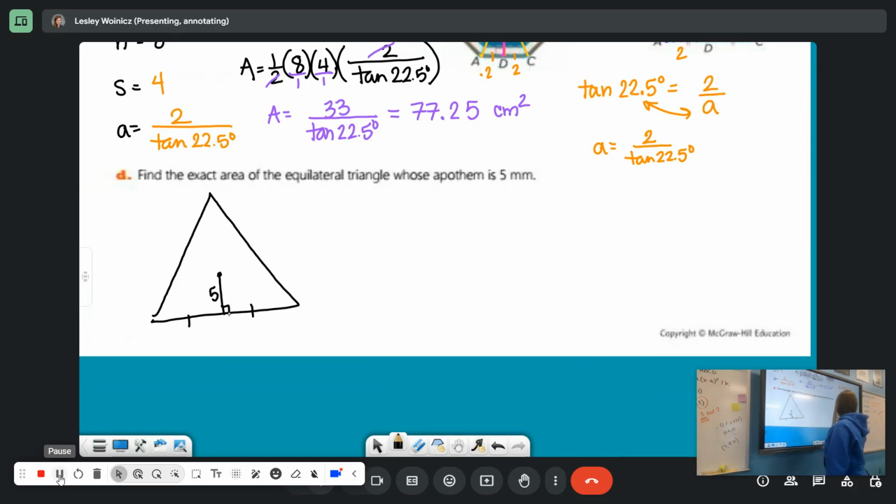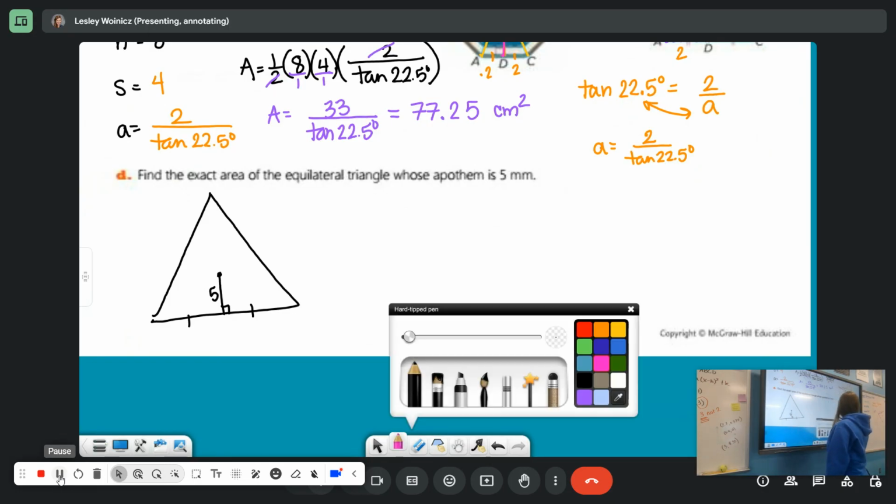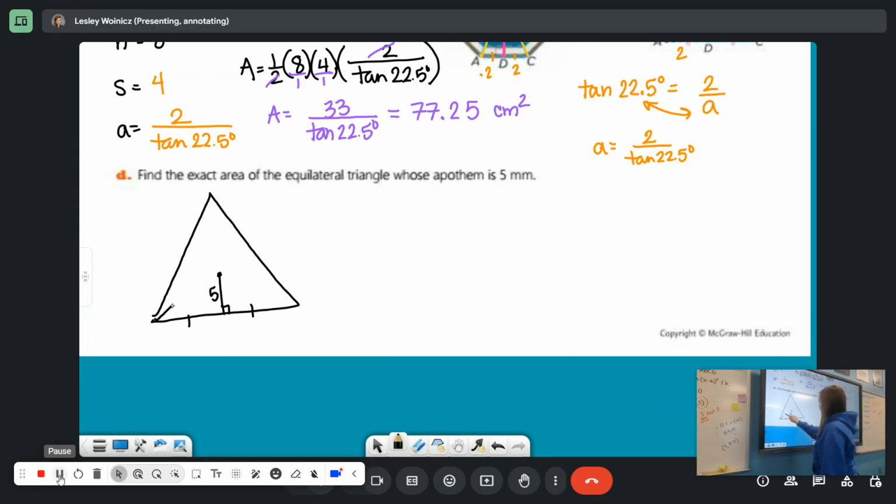Okay. Now, I forgot to draw my little baby triangle in there. I need to draw my radius and my other radius. Ew. I'm really struggling pretty hard. I should have quit while I was ahead.